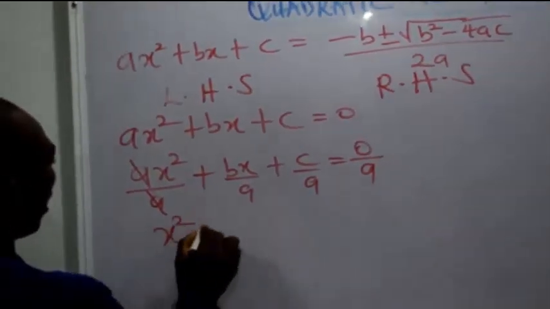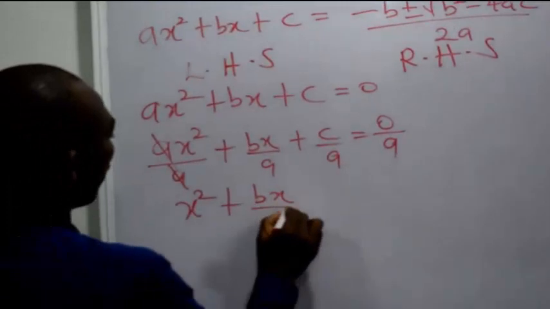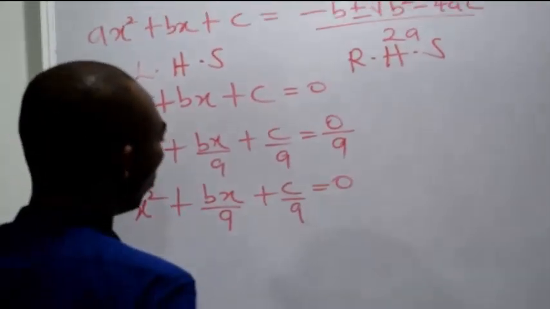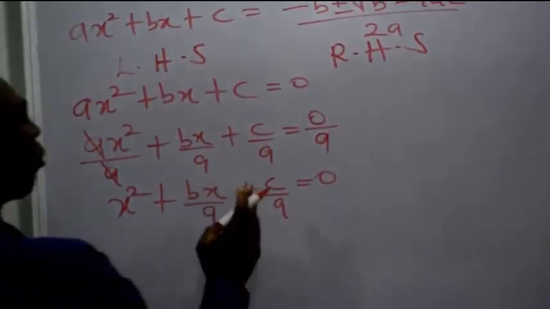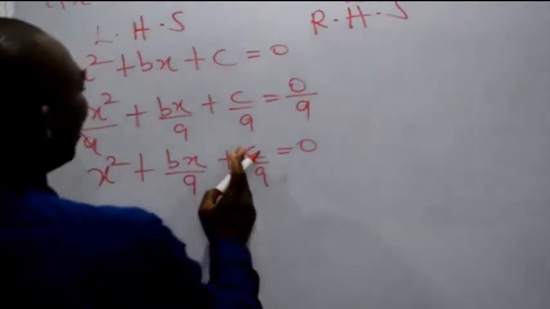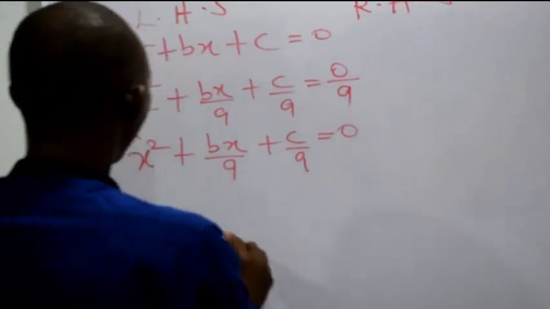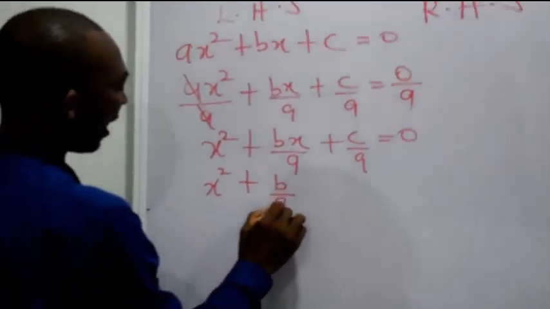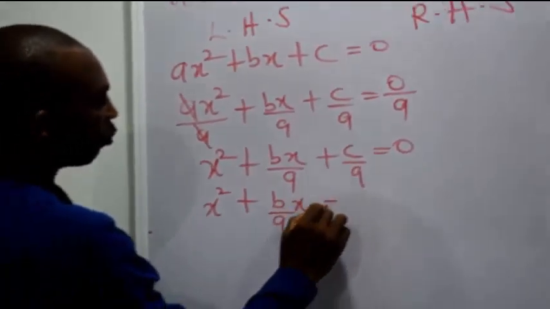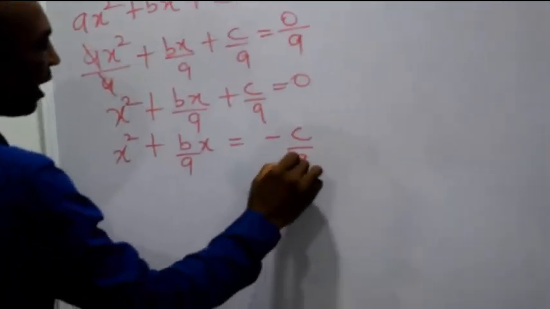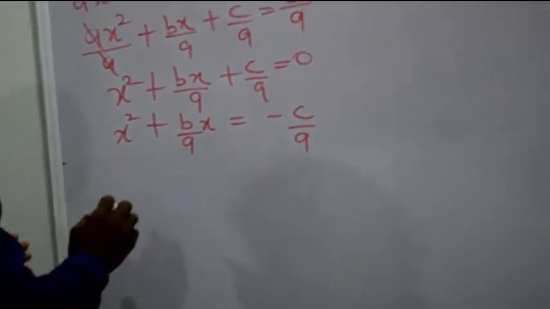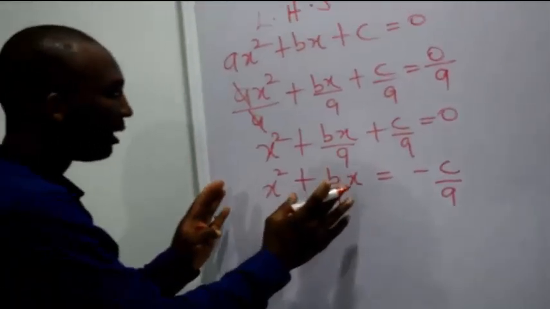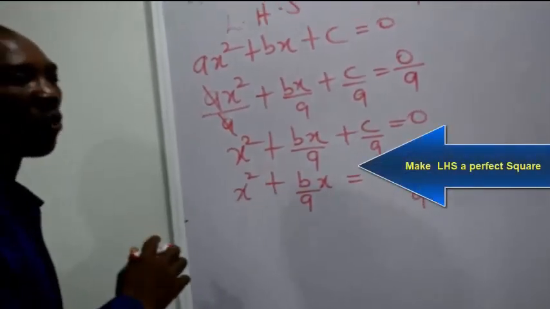This will cancel this. We have x squared plus bx over a plus c over a equals 0. Now we are taking the constant value, which is this, to the right hand side. So that becomes x squared plus b over a x equals minus c over a. Now, you want to see how to make this left hand side a perfect square.